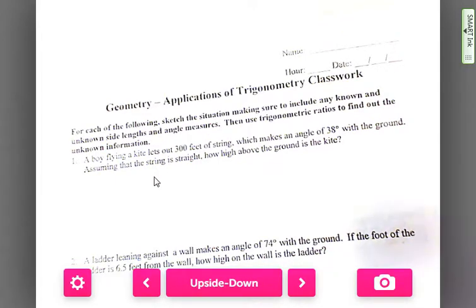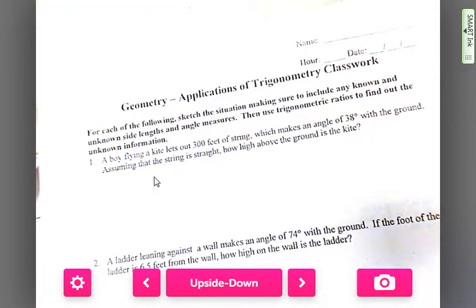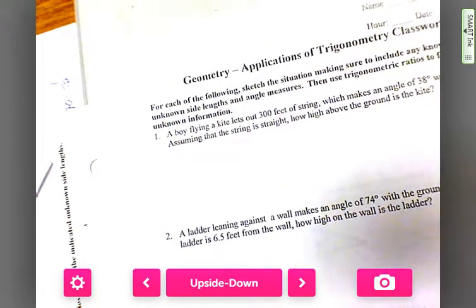We're looking at applications of trig classwork. So make sure you have the classwork one up. It looks almost exactly the same, but it says homework on the other side. Okay? So let's go ahead and look at that classwork.